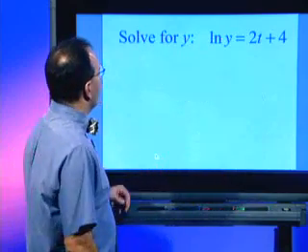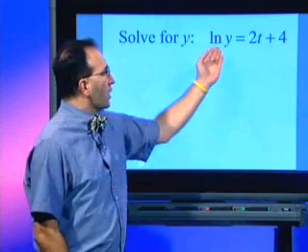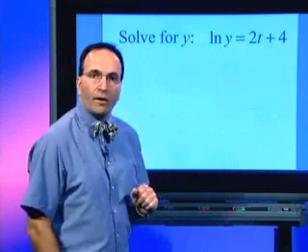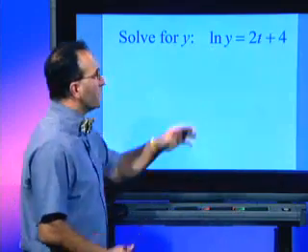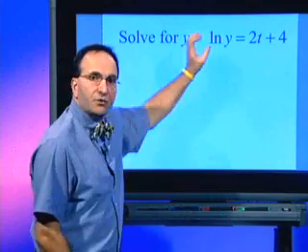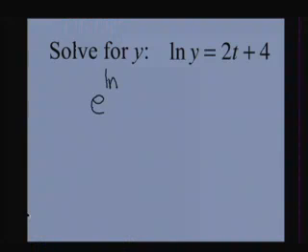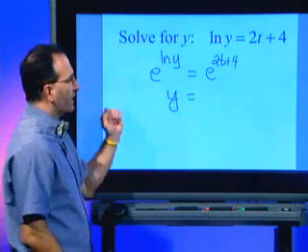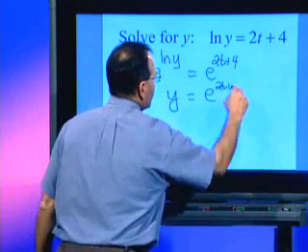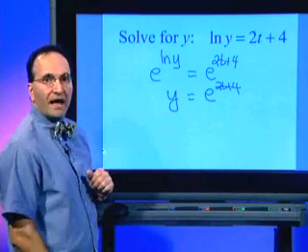All right, let's try an example. Solve for y where you have log of y is equal to 2t plus 4. Recall that this is the natural log, which is the same as saying log base e of y. So what we're going to do here is raise the base e to both sides of this equation. In other words, we're going to write e to the log of y equals e raised to the 2t plus 4. And so when you raise e to the natural log of y like this, what you'll get is just y, because it's a function composed with its inverse. On the other side, we have e raised to the 2t plus 4. And so that gives us the value of y.